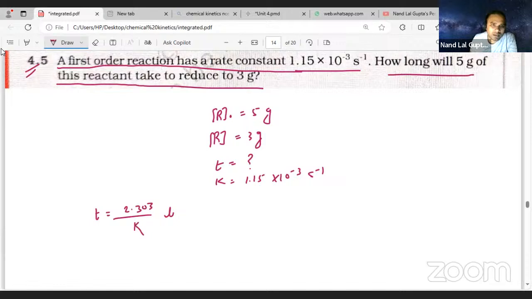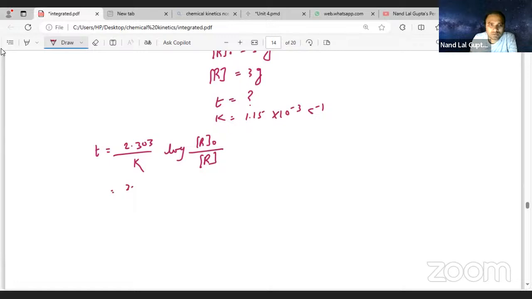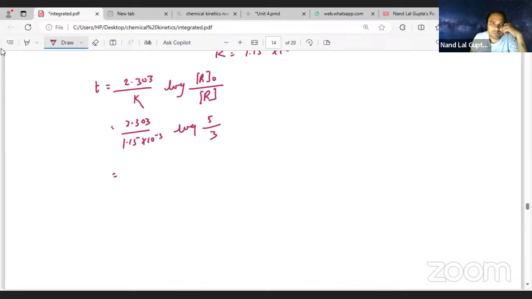2.303/k log initial concentration upon final concentration. So see, 2.303/k value, 1.15 × 10⁻³, log. Second will go in the numerator, so it will come second. Log R naught, this is 5/3. Now, see what will be there. 2.303 multiply by 10³ divided by 1.15. Log A by B is equal to log A minus log B, log 5 minus log 3.